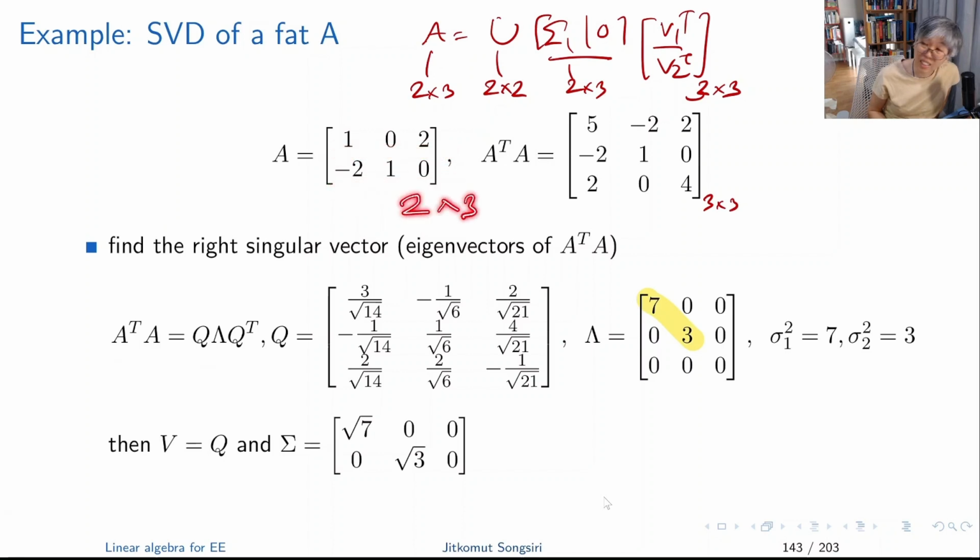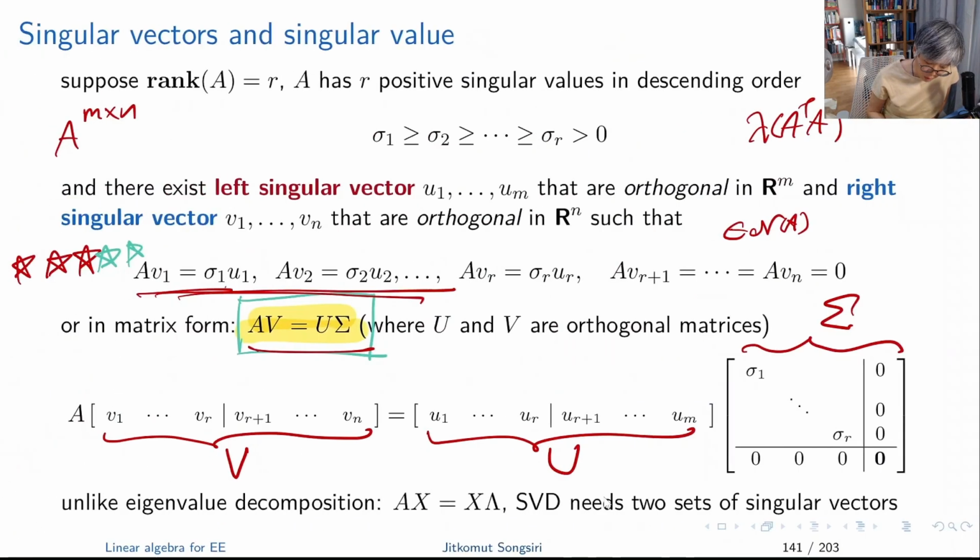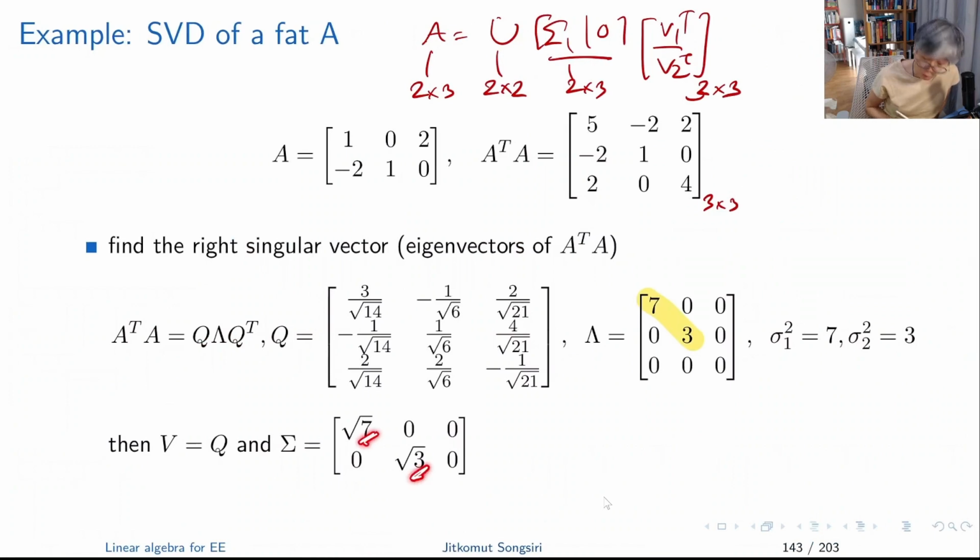So the rank of A is less than 2, of course. And we find from the numerical values of A that in this case, we find two non-zero eigenvalues of A transpose A. So sigma 1 is square root 7, sigma 2 is square root 3. Okay, so this Q will give us the right singular vectors, the matrix V. And sigma is going to be this portion, the non-zero singular values. In the context of SVD, usually we sort from the largest to the lowest one. So you write square root 7, square root 3 here.